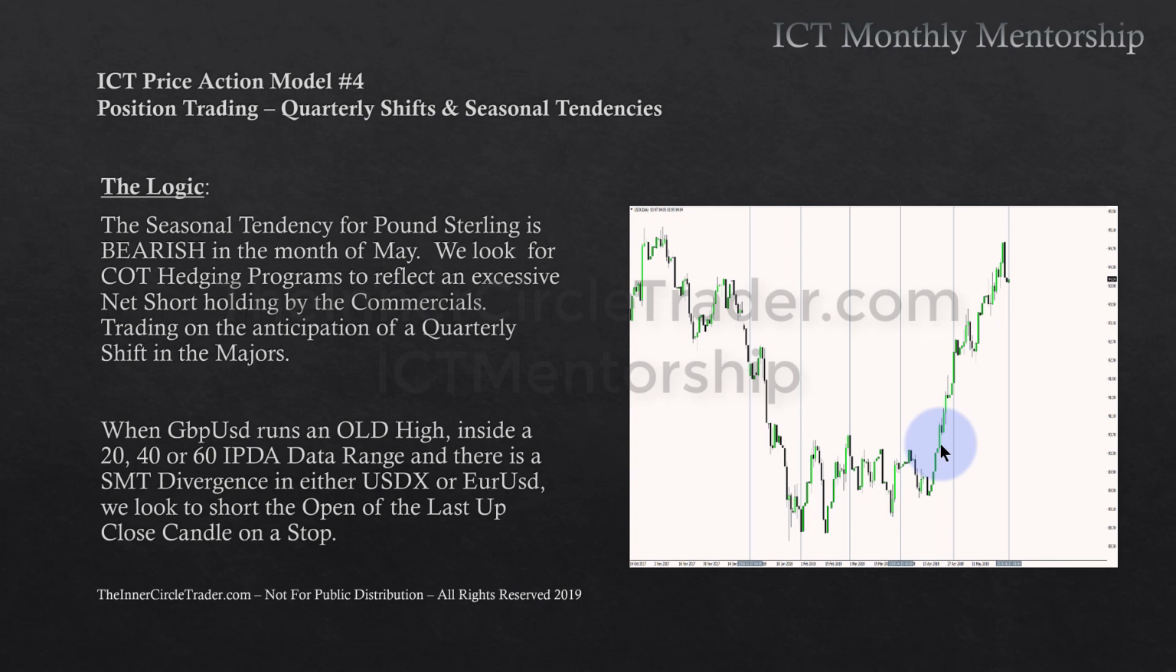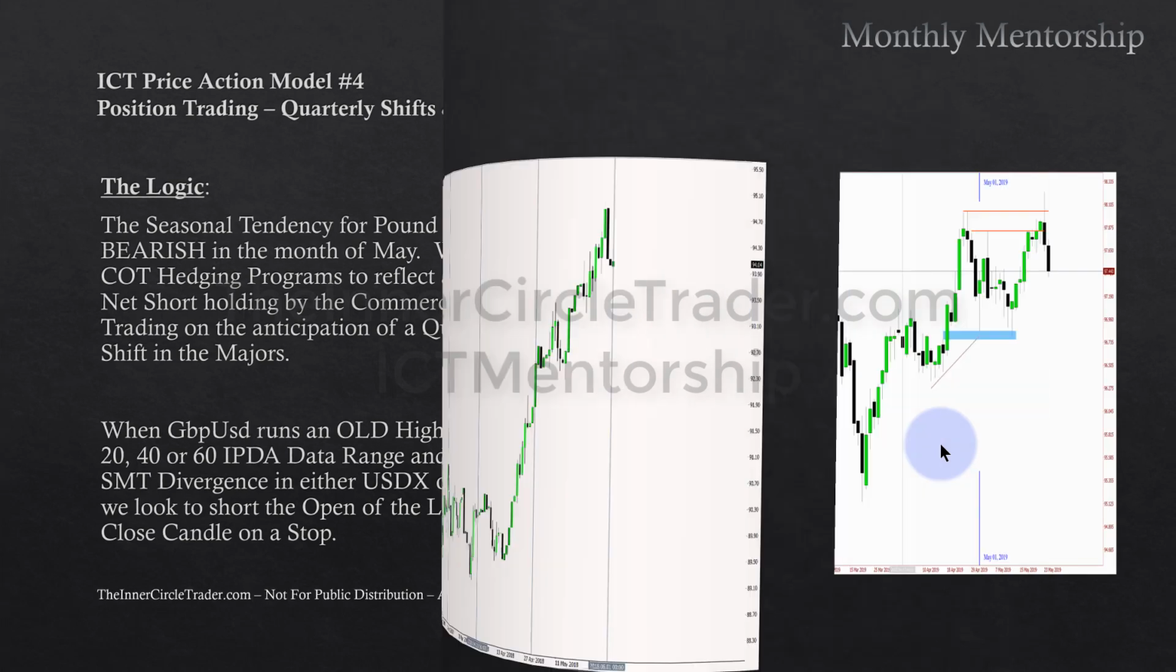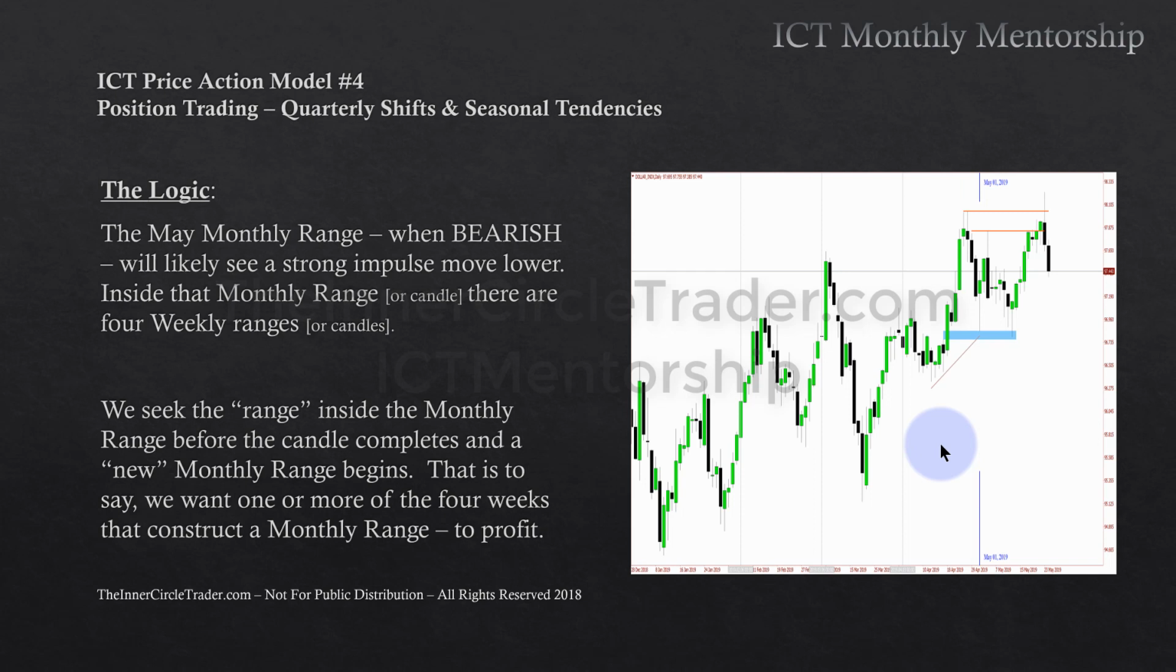If you go back and look at your charts on May's high on the daily chart, I'll show you a chart with the dollar index in contrast. I don't include the euro dollar chart here, but it did diverge bearishly to the higher high in British pound. But we look to short the open of the last up close candle on a stop. Okay, so I'll go into the next chart and you can see a little bit more detail.